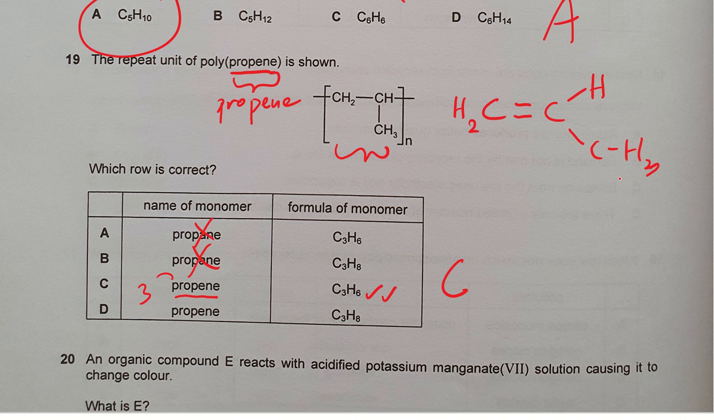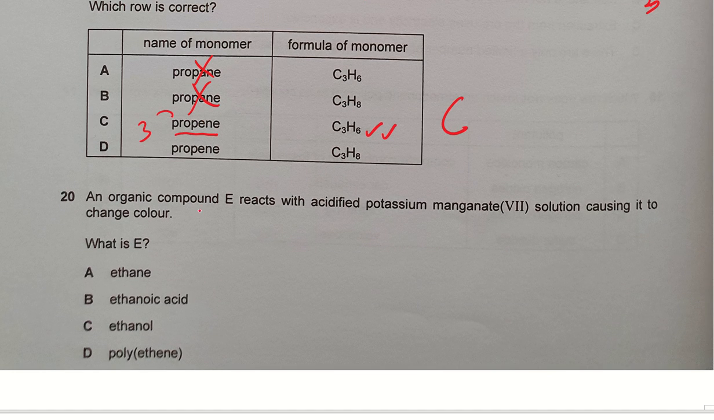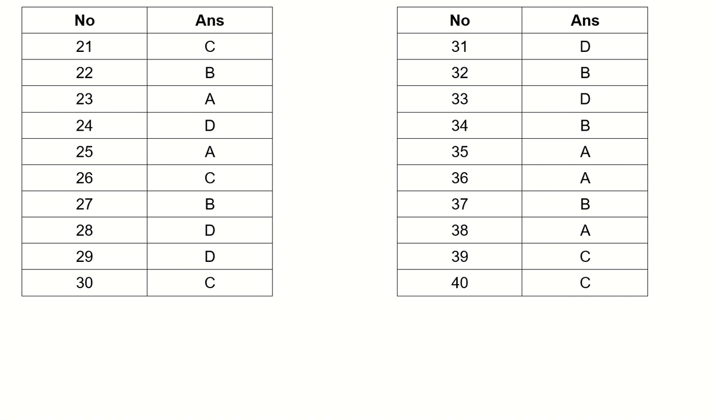Last question. An organic compound E reacts with acidified potassium manganate(VII) solution, causing it to change color. So what is E? Basically, compound E is oxidized by the potassium manganate(VII) solution. So this is a recall question. Your answer will be C. Alright, so the answer for question 20 is C. So these are the answers for your 2015 Combined Science Chemistry paper.